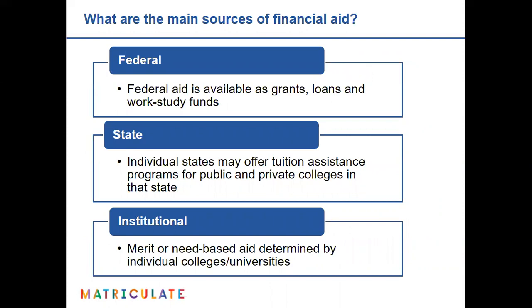So with financial aid, there are a variety of sources that make up a student's comprehensive financial aid package. Starting with federal aid, that's made up of grants, loans, and work study funds, and that's going to be addressed in the next slide. But we also have state aid, and individual states may offer tuition assistance programs for public and private colleges for residents of that state. And then institutional aid, which is merit or need-based and determined by an individual college or university. So that will vary by school.